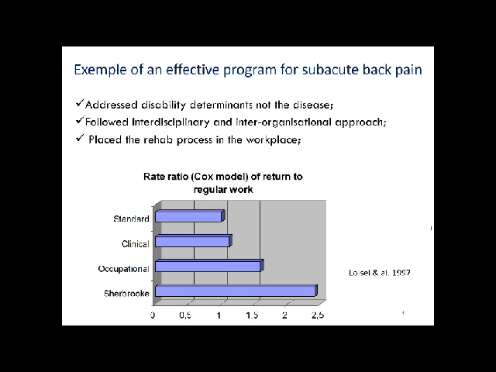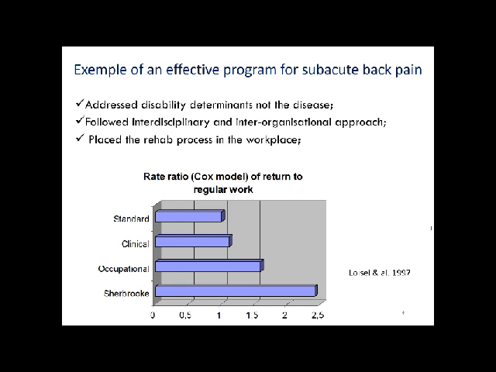By following these evidence-based principles, many intervention programs or packages have been designed and tested by randomized controlled trials. A well-known example is the Sherbrooke model that was developed and tested in Quebec for subacute back pain in the mid-90s. This multifaceted return-to-work program is a pioneer in testing a combination of clinical and occupational intervention, and its main effective components are mainly to address disability determinants, not the disease, follow an interdisciplinary and interorganizational approach, and place the rehabilitation process in the workplace.